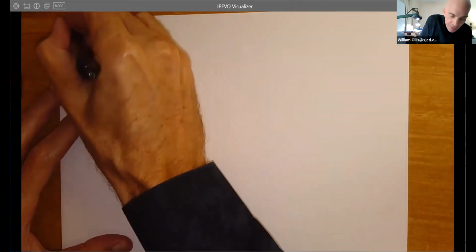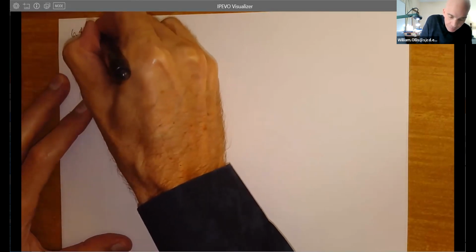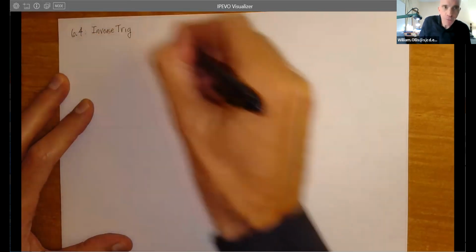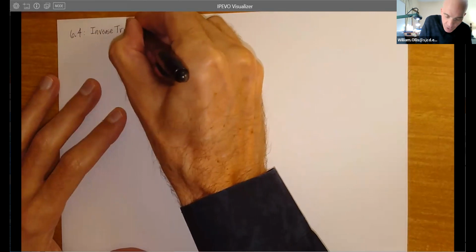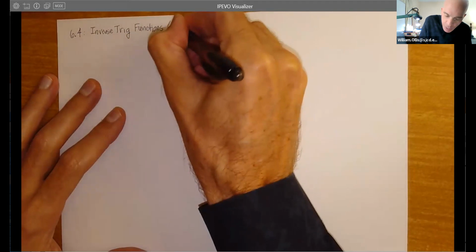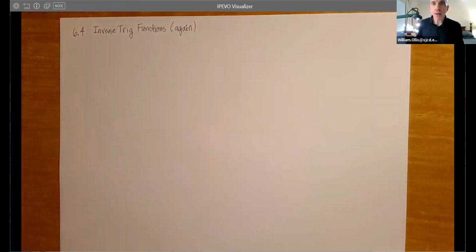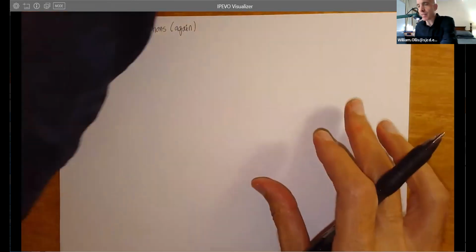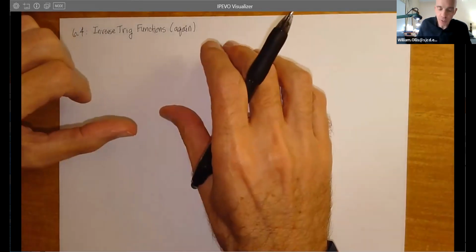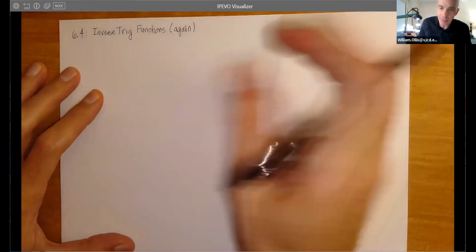So let's start with 6.4, inverse trig, and trig is short for trigonometric, inverse trig functions again. Every time we learn something new, and that's really the routine in math, you keep studying the same things and you basically go back to the old topic and add more stuff to it. And that's pretty much how you do math. Any discipline is pretty much like that.